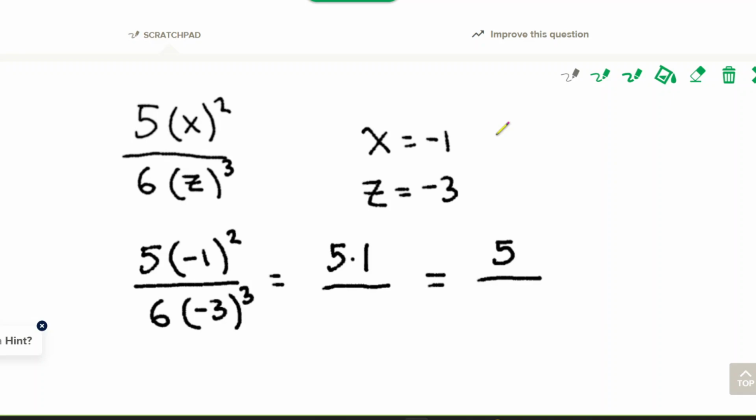We have 6 times, and then -3 to the third power is -3 times -3 times -3. All right, so -3 times -3 is +9, and then that times -3 is -27. All right, and +6 times -27 would be negative.